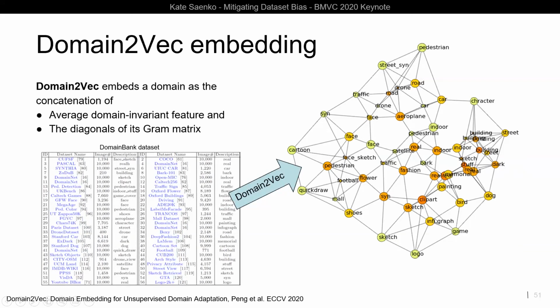And so overall, we find that this embedding does capture our intuition about visual relationships between domains. We also evaluate using this method to find the closest domain and do domain transfer, and we show that it also works relatively well.